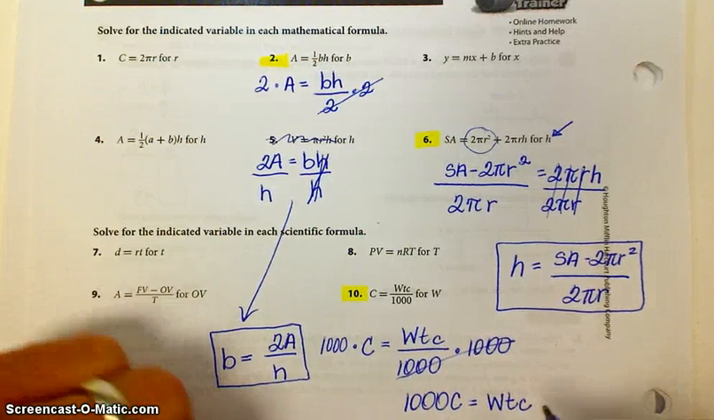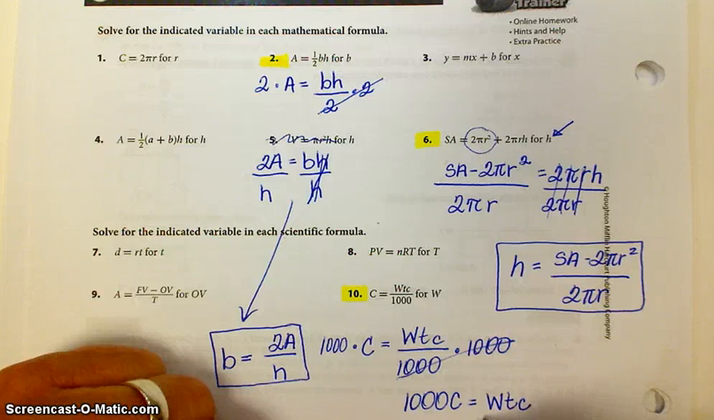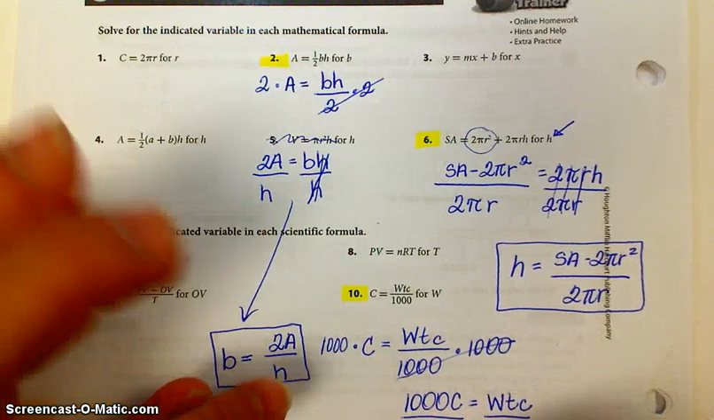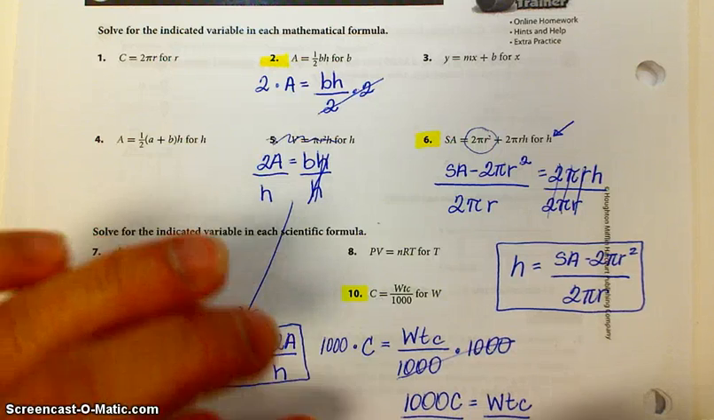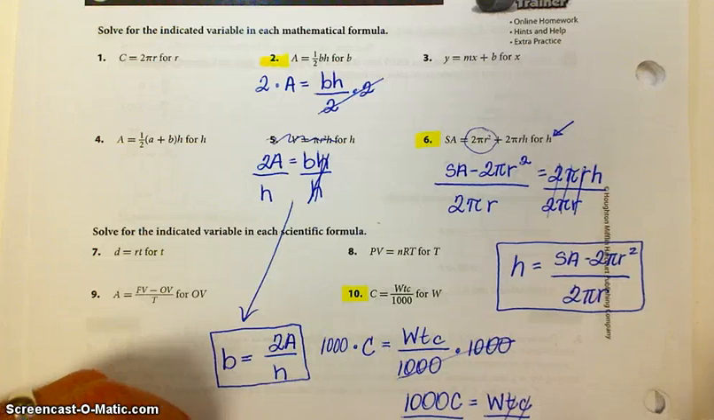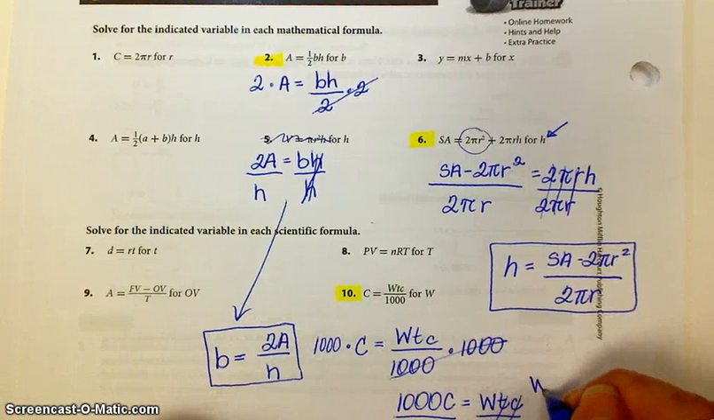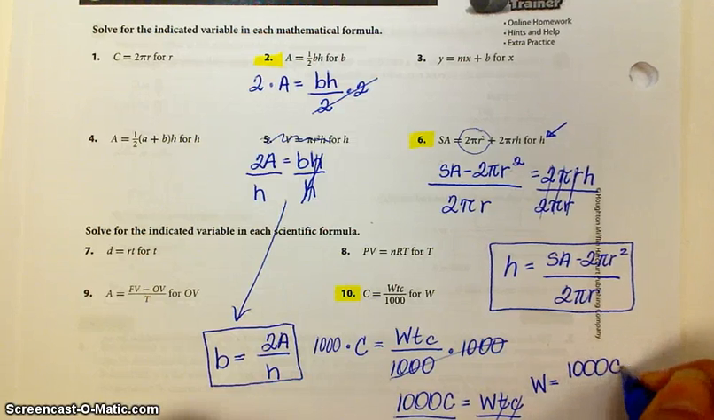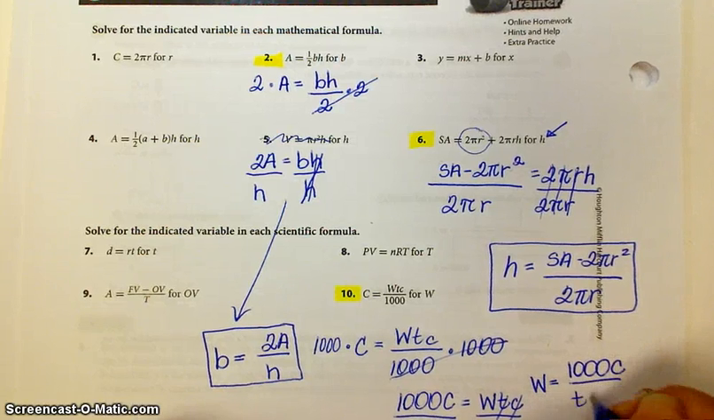I want W by itself. All three of these are multiplied together, so divide by TC, divide by TC. Just remember, I don't love this because that's lowercase and that's uppercase, and you might think, oh, they cancel, but they're two different things. But they do cancel over here. So when you clean it all up, W equals 1,000 capital C over little t, little c.